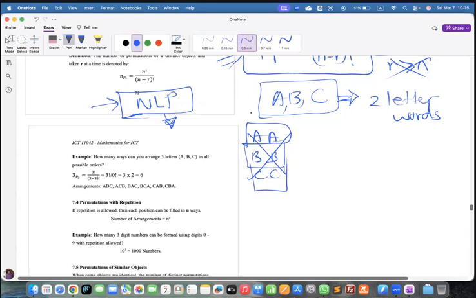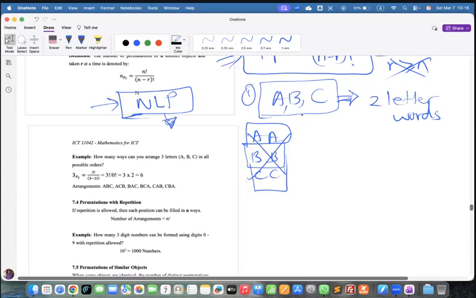Now, in this type of question, you have three objects, A, B, C. From these three objects, you need to make two-letter words. It means you need to select two objects from these three objects and make different words. So how many different words are you making? Tell me the answer. You have three letters A, B, C. You need to select two objects, either A or B, A or C, or B or C, and make words. How many words can you make?